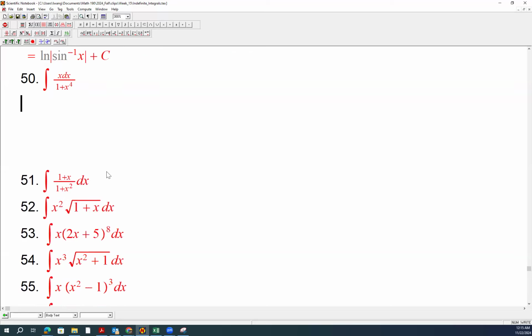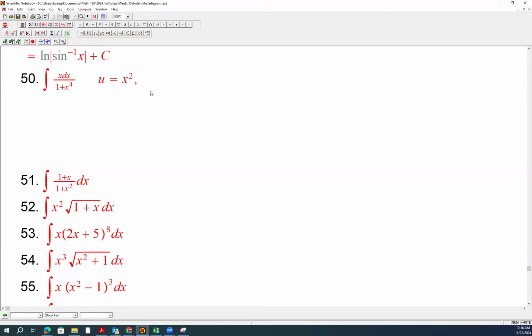50 gets a little bit more difficult. If you think of using u equals 1 plus x to the power 4, you can try it, but I'm going to tell you it's not going to work. So you may like to pause here to try that and see why it doesn't work. I'm not going to show that part, but I just tell you it doesn't work. So I'm going to introduce u equals x squared.